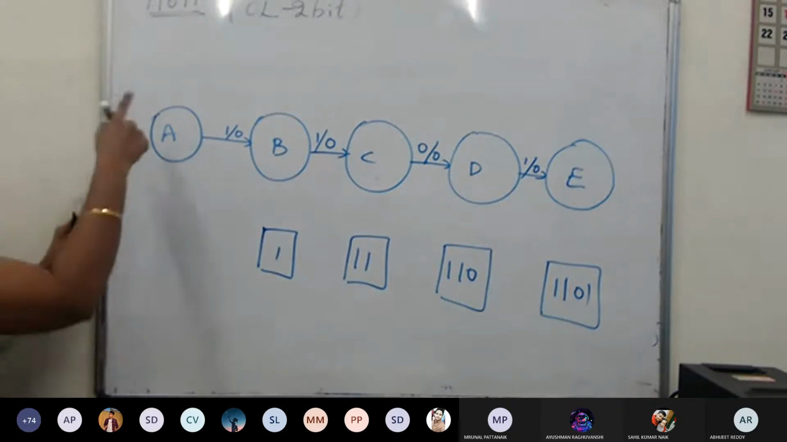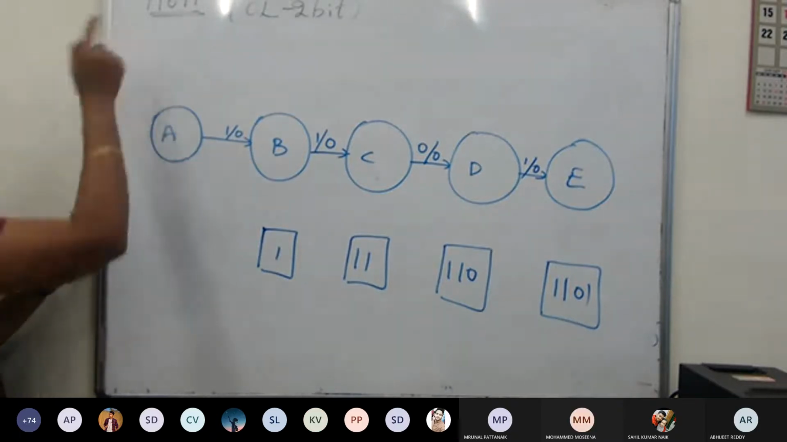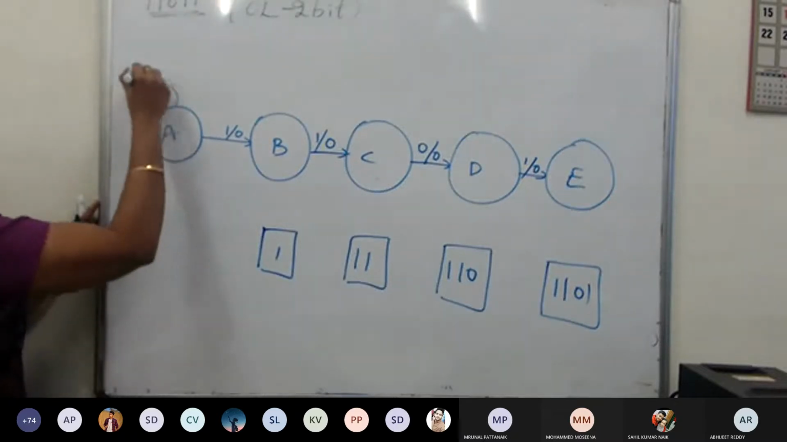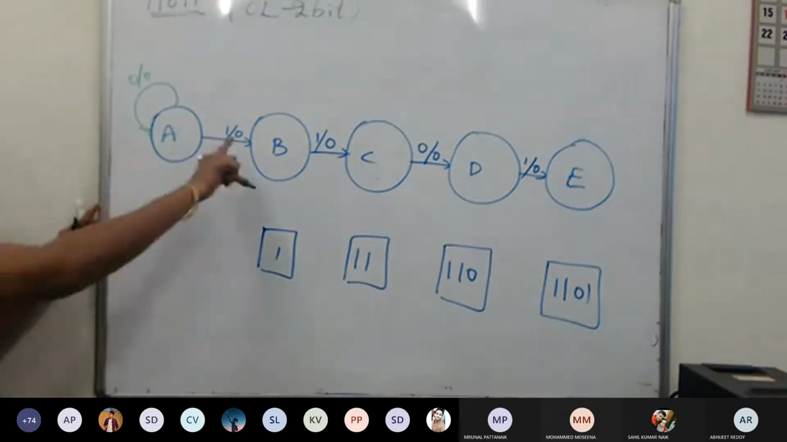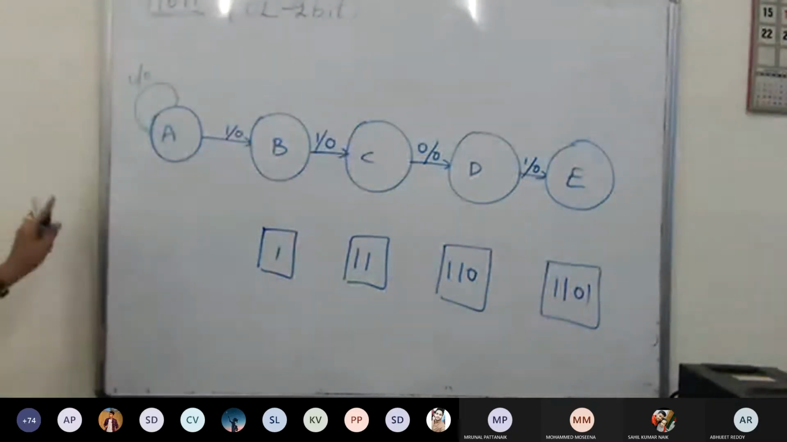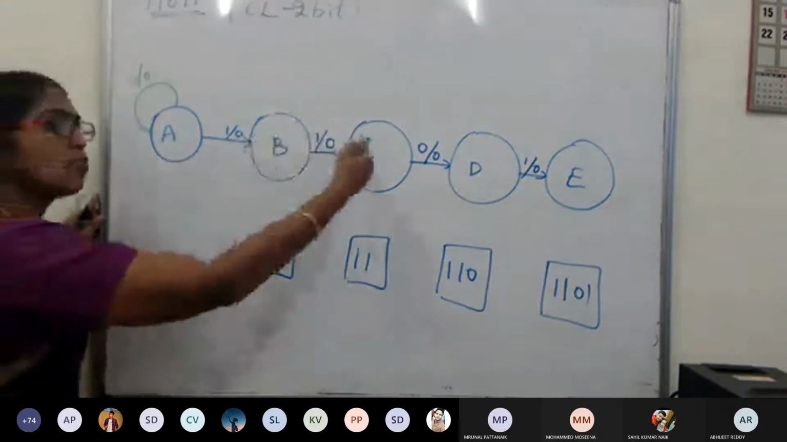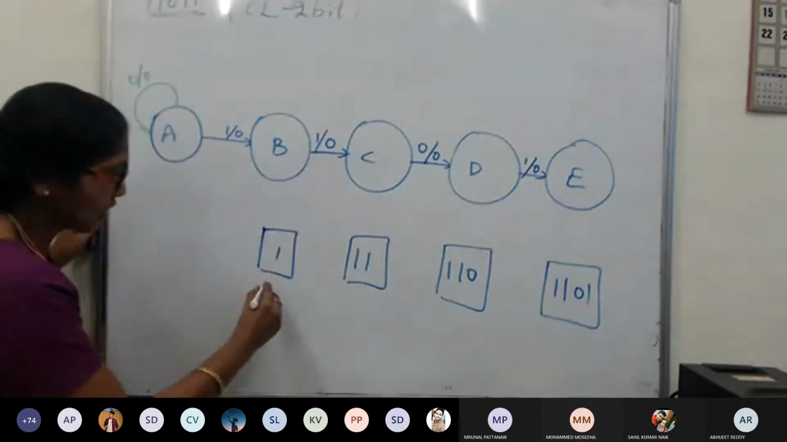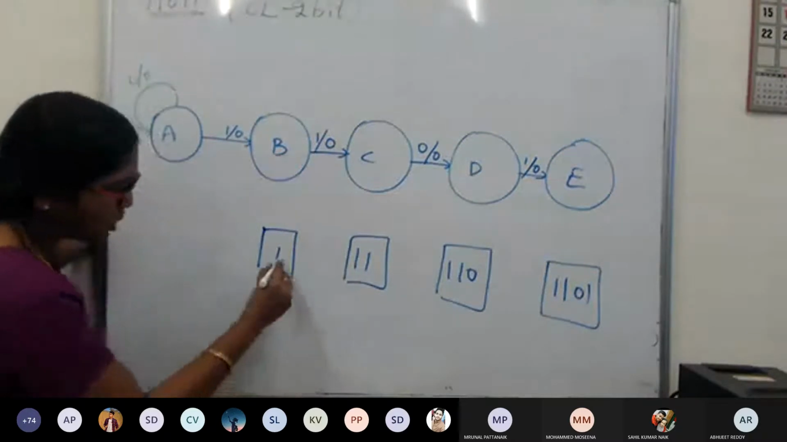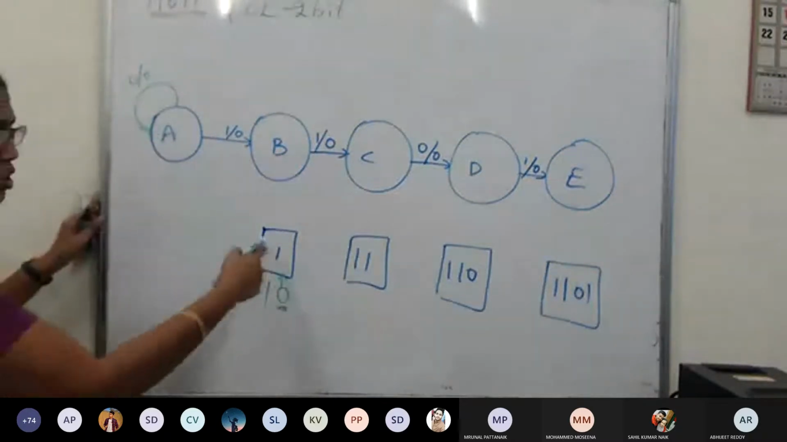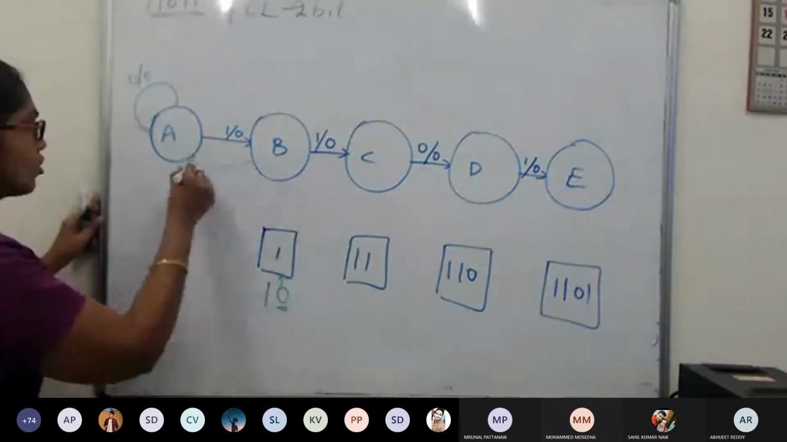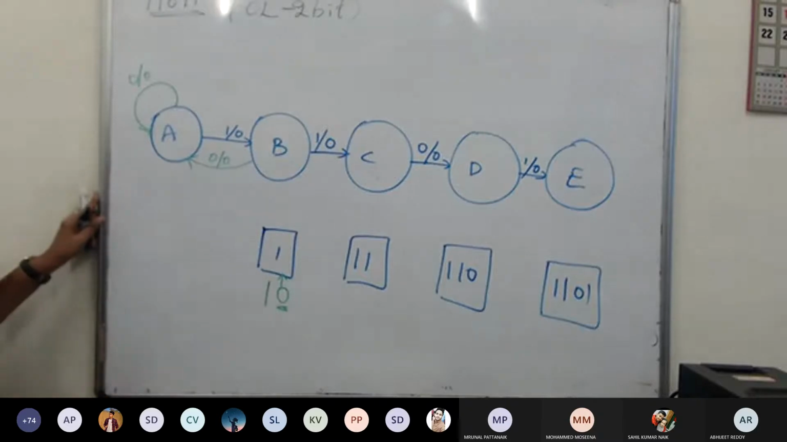If 0 comes at the starting state, 0 is not part of my sequence, so I keep it as it is with output 0. If 1 comes, A already has a part, so it moves to B. Now B, decision making. 1 comes, it moves ahead. If 0 comes, compare with the previous one. It was a mismatch, so go back to the previous state.